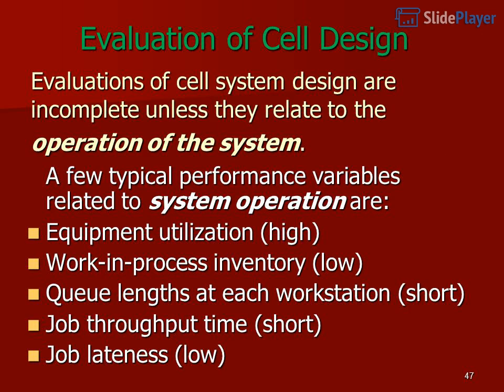Evaluations of cell system design are incomplete unless they relate to the operation of the system. A few typical performance variables related to system operation are equipment utilization, high; work in process inventory, low; queue lengths at each workstation, short; job throughput time, short; job lateness, low.